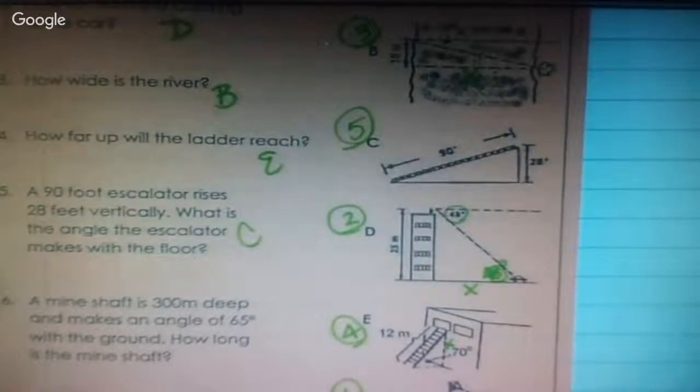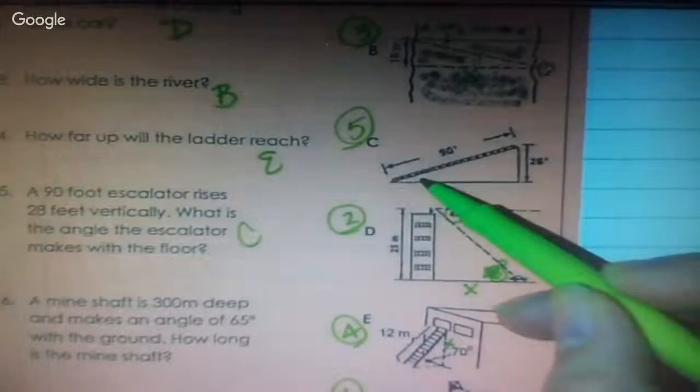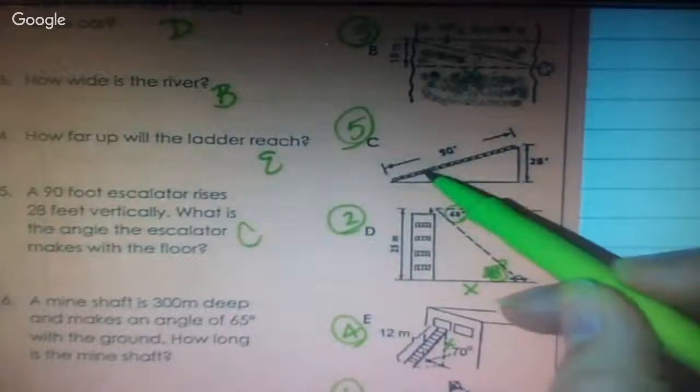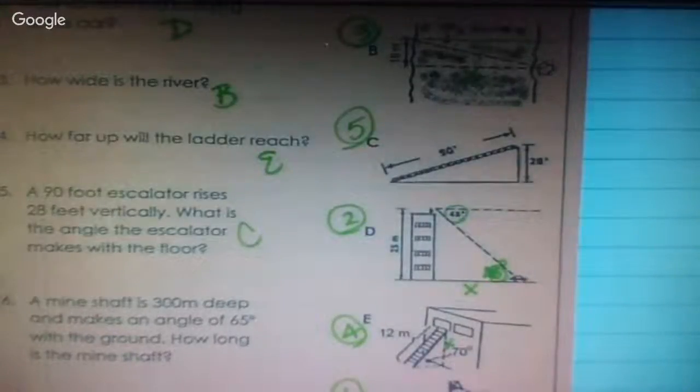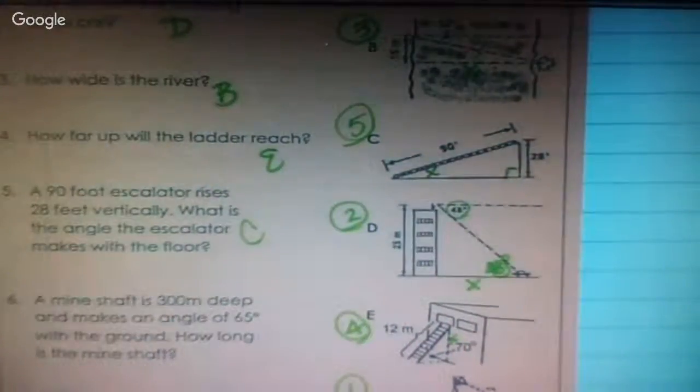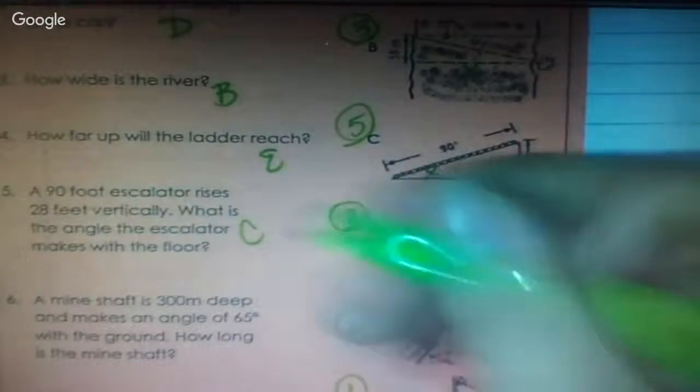Hold on. First off, it says, what is the angle? So while you're telling me leg, angle. Which angle though? The one in the corner? This one? No, the other one. This one right here. It says makes with the floor. So the angle at the floor. So it's this angle. So 6 is A.